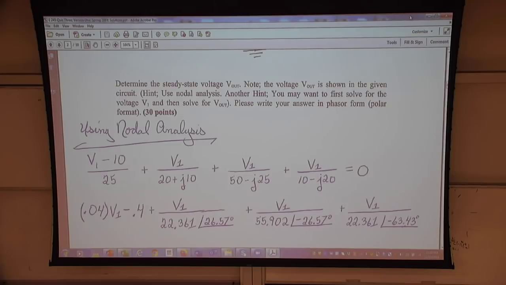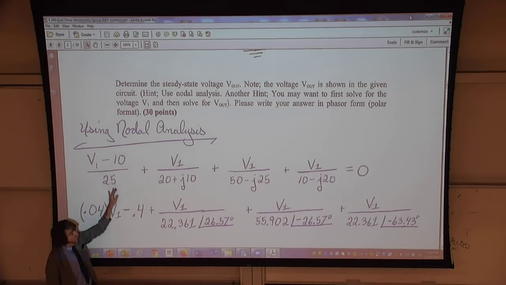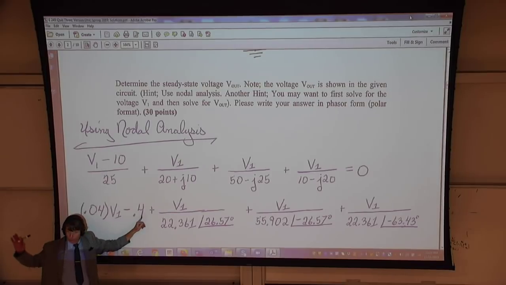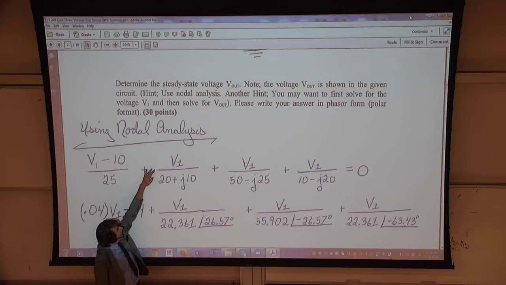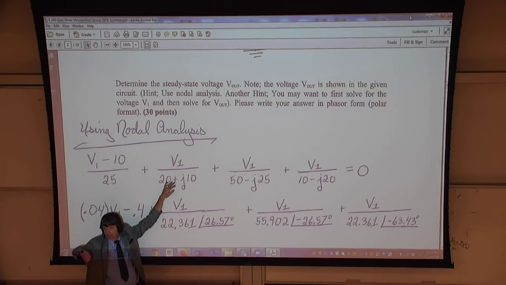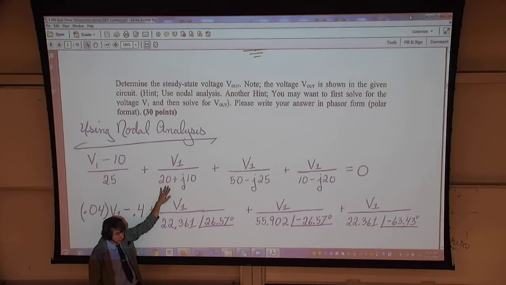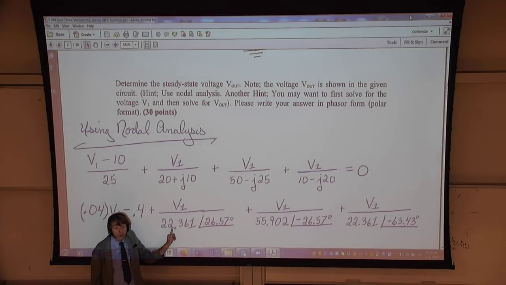My colleagues, I take it real slow. V1 over 25, 0.04 V1, minus 10 over 25, which is minus 0.4. We're all good? Now, what do I have here? I have Cartesian in the denominator. No good. Make it polar. How do I convert this to polar? 20 squared plus 10 squared, square root, 22.361.